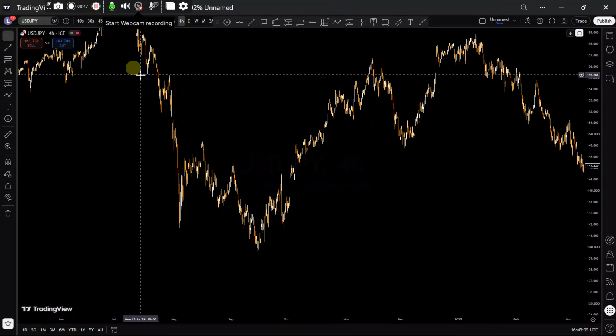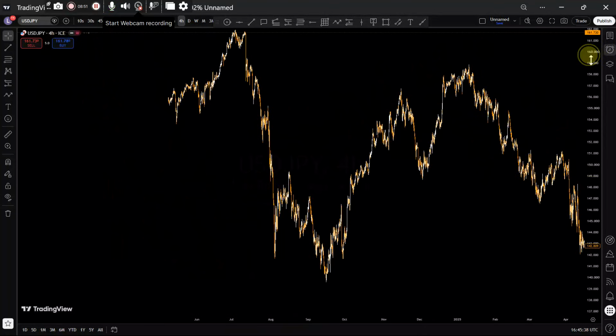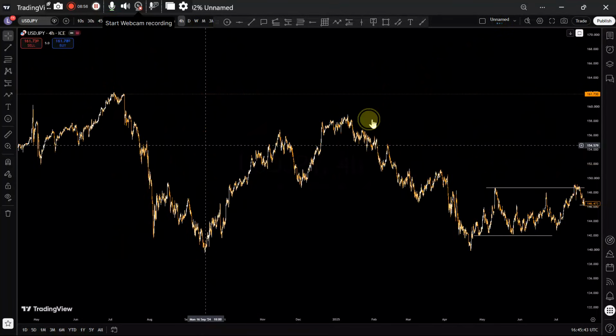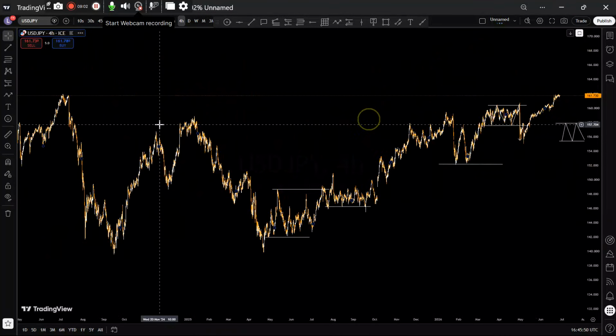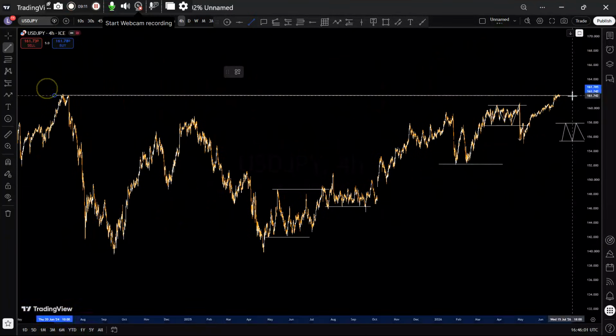Most of these points are created by the institution, where they place orders and wait for the market to come, so they can take out points. Now if you notice here, this is a resistance zone. The market has come back to this resistance zone after how many months? This is since last year December, and this is when the market is coming to this point again.